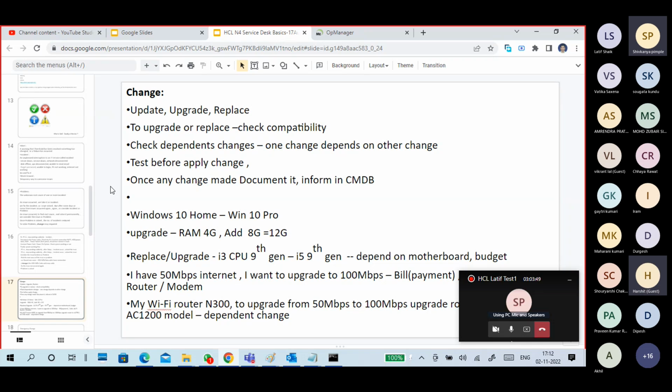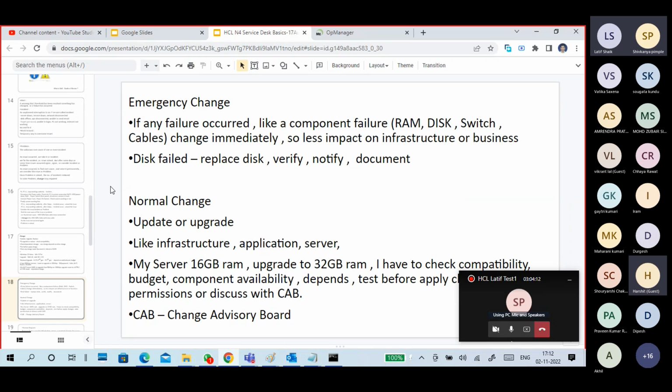Okay, so here, changes include updation and upgradation. See, I'm upgrading my 4 GB RAM to 12 GB RAM by adding 8 GB to it. You can upgrade or replace your processors. When you are doing it, compulsorily check the compatibilities and dependent updations also. Guys, there are emergency changes and normal changes.